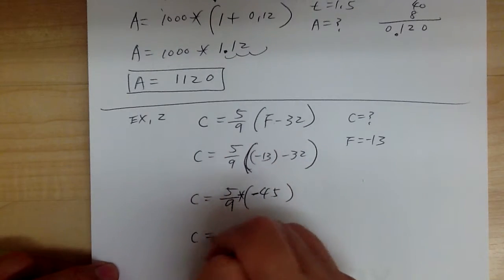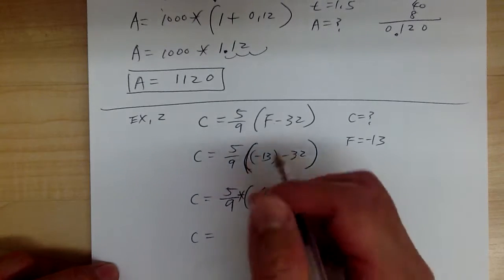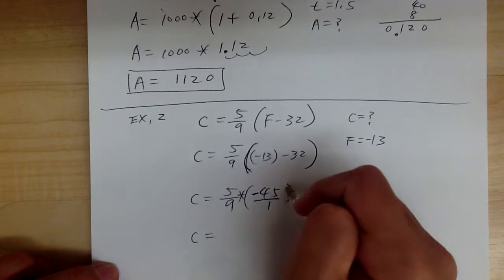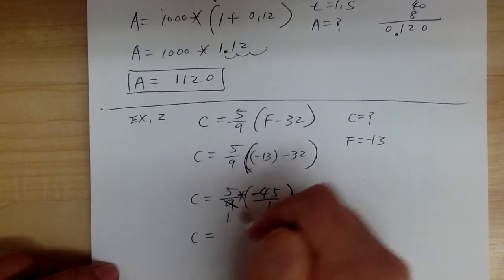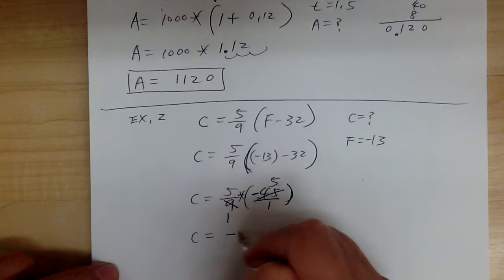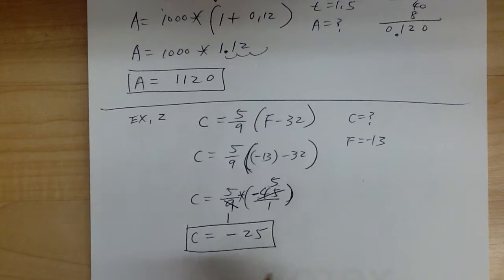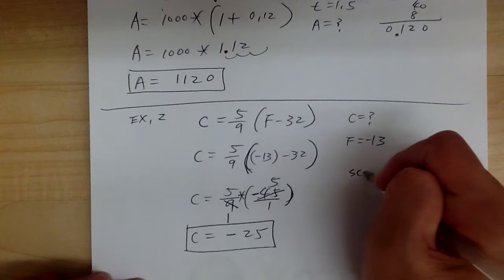So now you're ready to multiply. Notice now you can divide by 9. So you can put 45 over 1. Right? So when you divide by 9, you get 1. Divide by 9, you get 5. And so 5 times negative 5 will give you negative 25. Okay. And that's it for example 2. Again, this is for science.